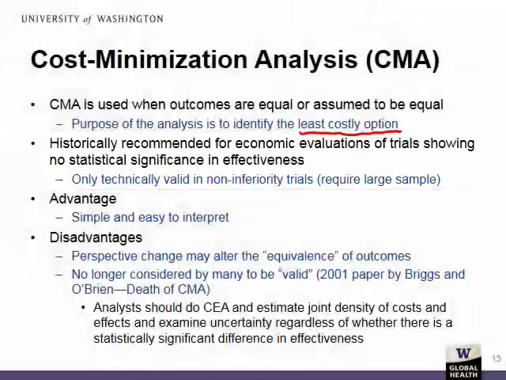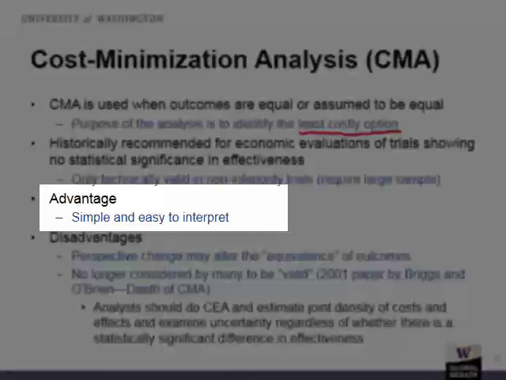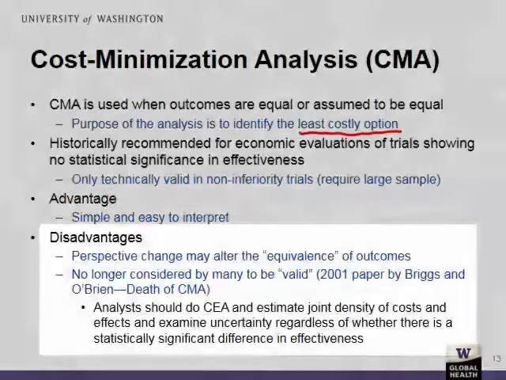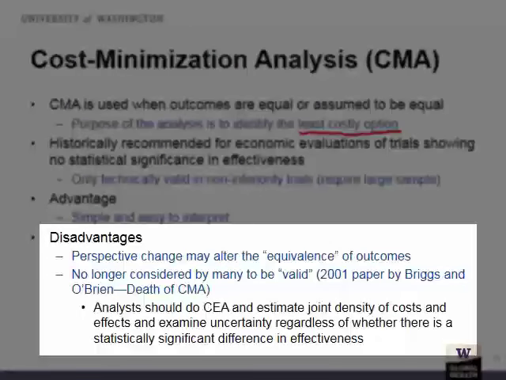For those of you who have studied EPI, you know that these trials require large sample sizes, so they are specially designed to prove non-inferiority. The advantage is that they are simple to interpret, and you only have to prove that one intervention is cheaper than the other, and that's a good intervention because the outcomes are equal. The disadvantage is that a switch in perspective may alter the equivalence of outcomes, and then you no longer have equivalence of outcomes, and your analysis is not valid.